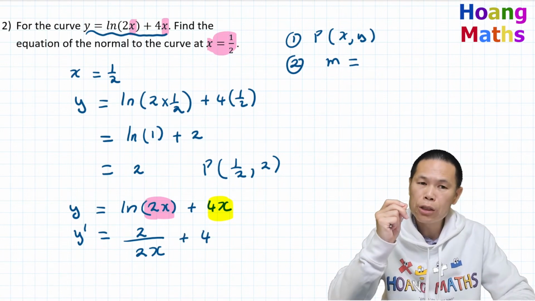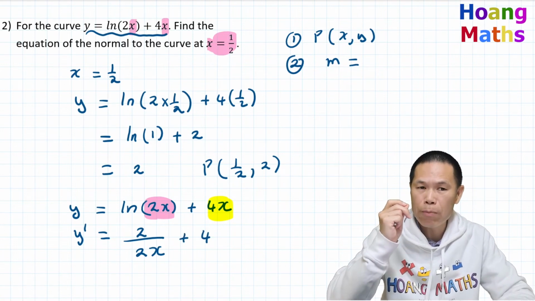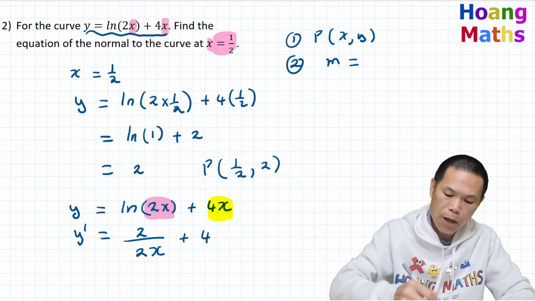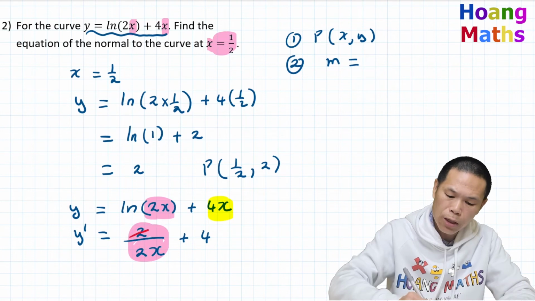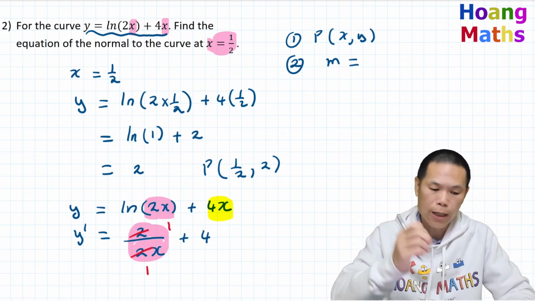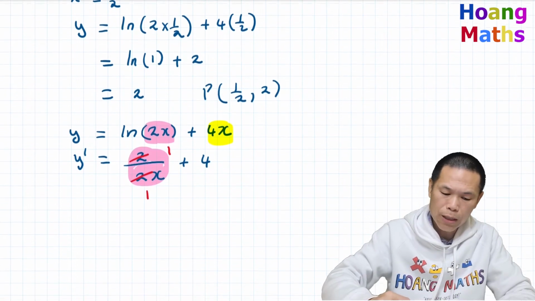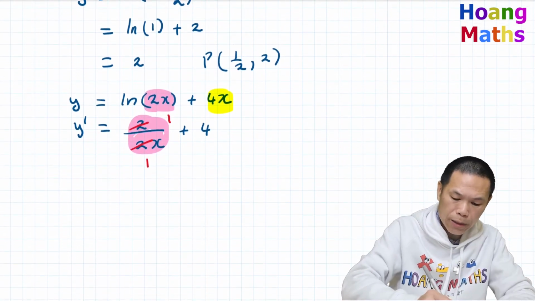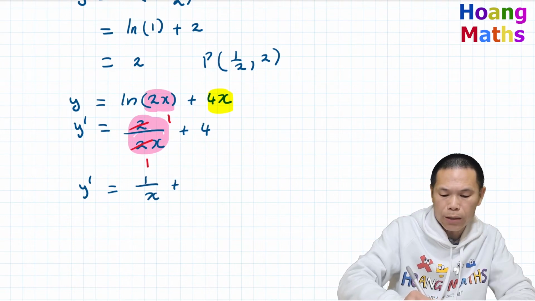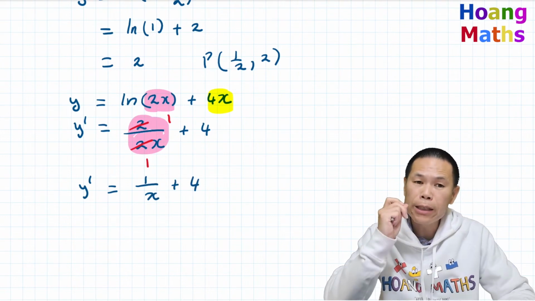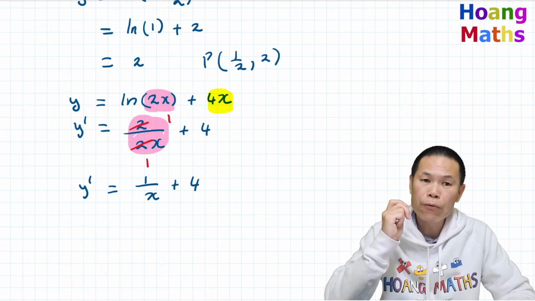Now let me simplify a little bit further by dividing both the top and bottom of this term by 2. So the numerator gives me 1, and the denominator gives me 1, so 1 over x. So let me write this down. y dash is equal to 1 over x plus 4. But that is the gradient of the function.